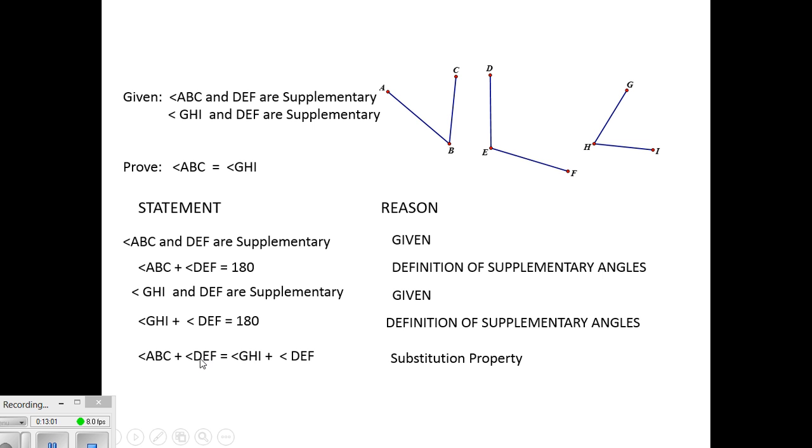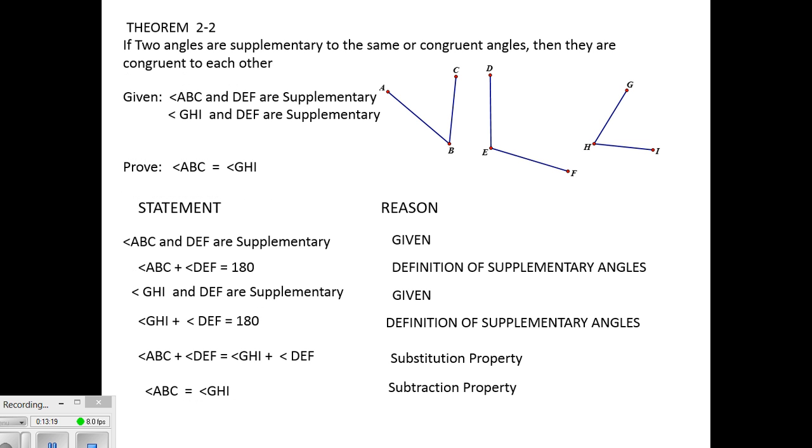Now look at what you got in here. You got DEF on both sides. You can subtract right out. And what's left? That which you were asked to prove. But what's the reason? What got you from here to here? You subtracted the same thing off of both sides. So subtraction property. And we proved another very important theorem, Theorem 2.2.